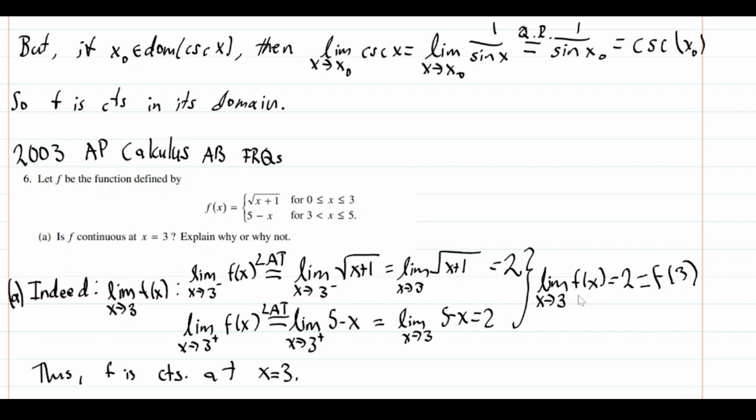Indeed, the limit as x approaches 3 of f of x. Now, we can't evaluate it here because 3 is a boundary point. At 3, the function changes behavior, right? It switches pieces. So we're going to evaluate the side limits. So this side, which is from the left by the local agreement theorem, is this piece, right? It's going to be x is less than 3, and that's this piece.